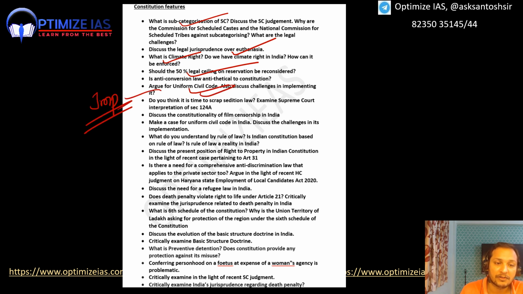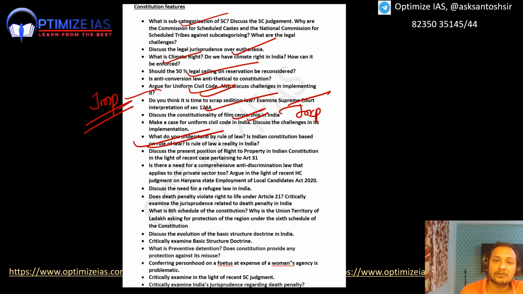Argue for a uniform civil code. What are the challenges in implementing a uniform civil code? Next, sedition, scrapping sedition. Next, film censorship, very, very important. Constitutionality of film censorship. Next, rule of law, due process of law, bulldozer justice. They can link these and frame one question.